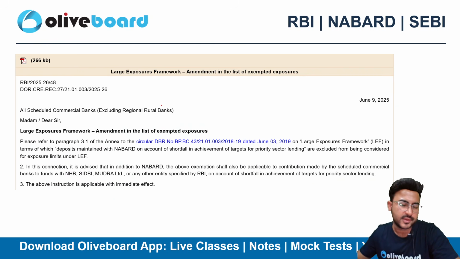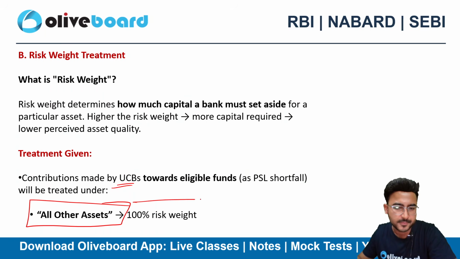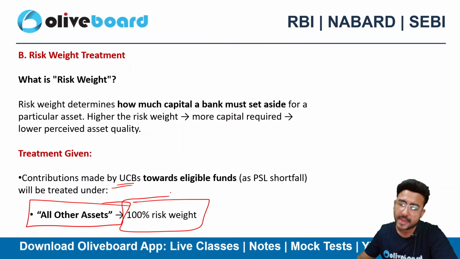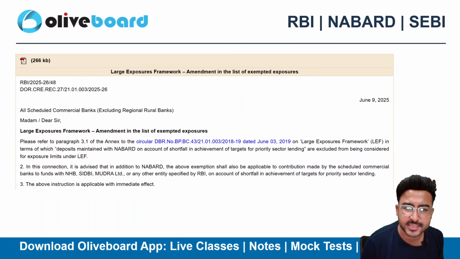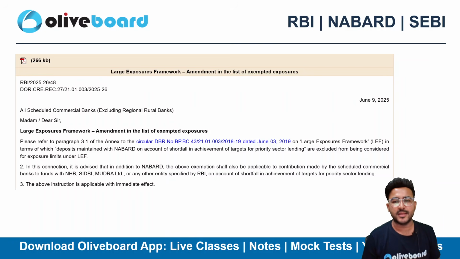100% risk weight will be given in this particular case, right? So that's the provision basically. You need to maintain an adequate amount of capital as well in the backing, because your risk weight is increased to 100% as of now. Next is the large exposure framework amendment in the exempted exposure.